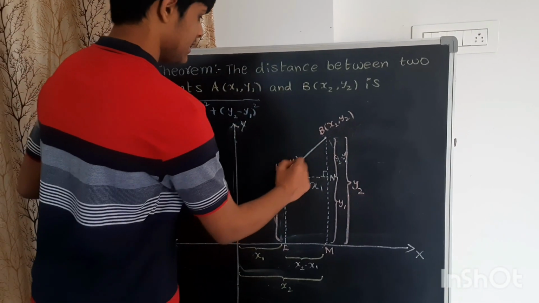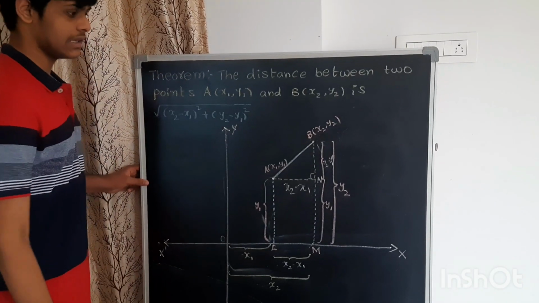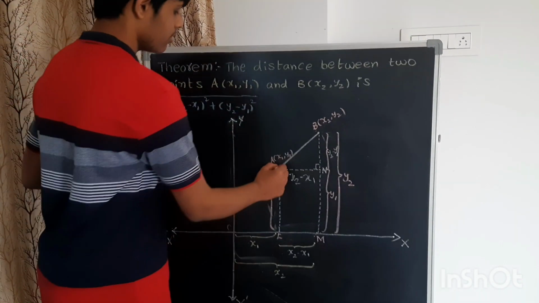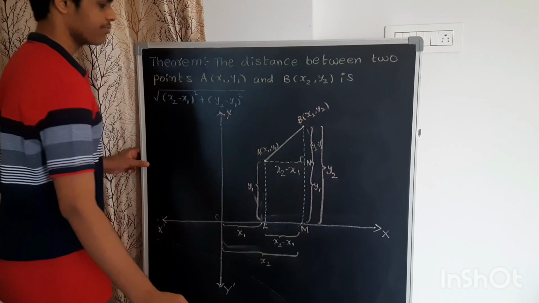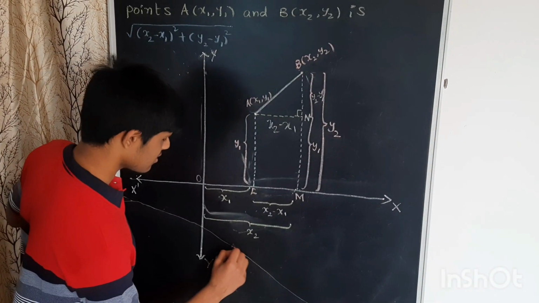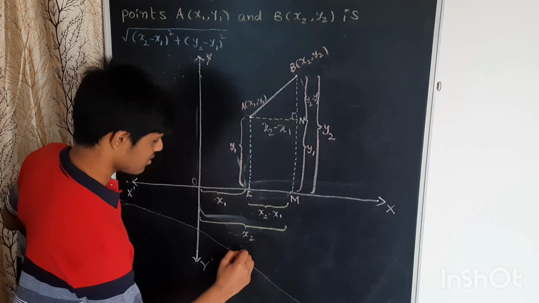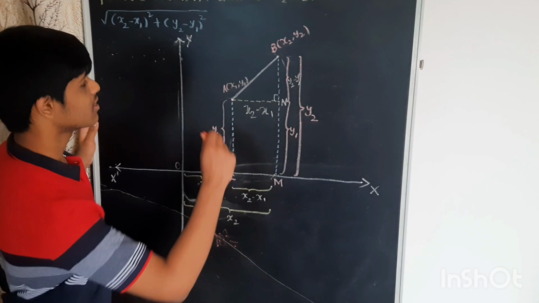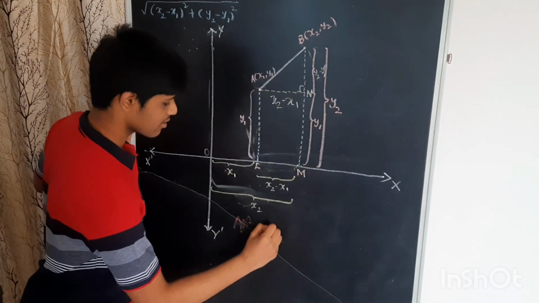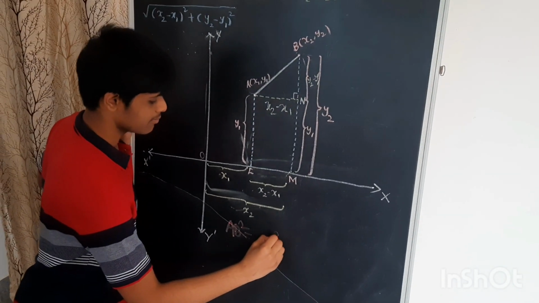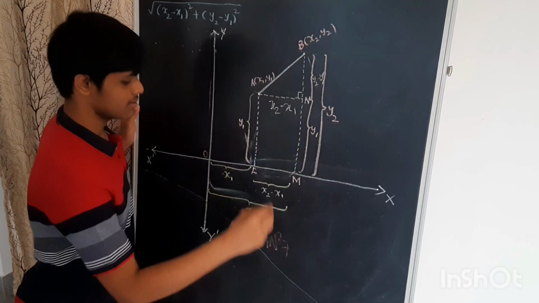Now ABN is a right angle triangle. Now apply the Pythagoras theorem. AB square equal to AN square plus BN square.